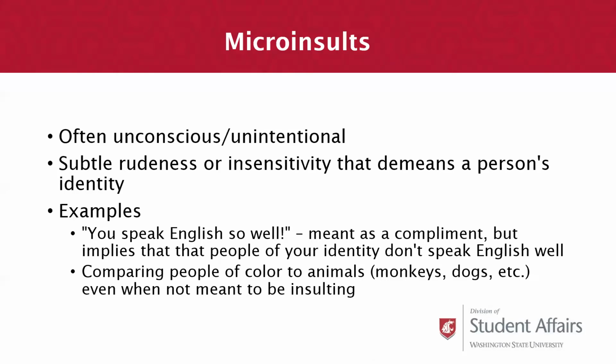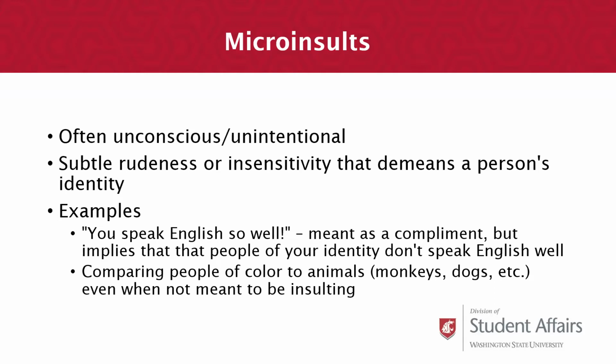That was also part of the video. Another one is comparing people of color to animals, even when not meant to be insulting. An example of this was when Serena Williams, I think she was on a magazine cover or something, and a lot of people said that she looked like some type of animal, like a gorilla, because she's muscular. They may not have been saying that to insult her as a being, insulting her as a Black woman, but that's the implication that it has.